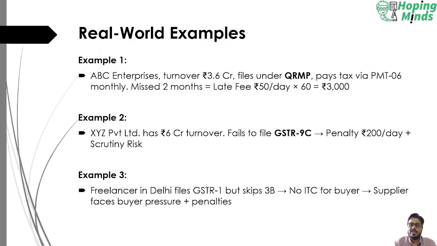Let us take a few examples of penalties and late filing fees. ABC Enterprises, whose turnover is 3.6 crores, files under the QRMP scheme and pays tax via PMT06 monthly. It missed for 2 months. The late filing fee will be rupees 50 per day for 60 days, which comes to rupees 3,000.